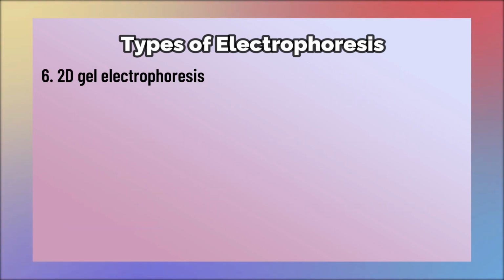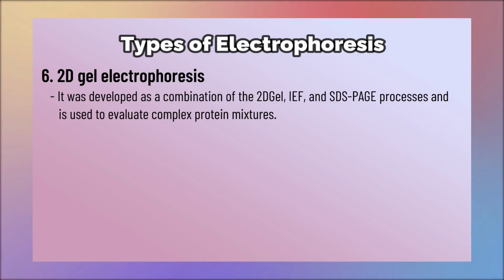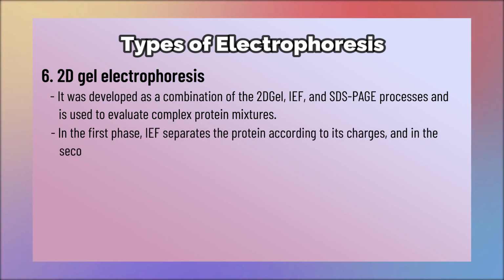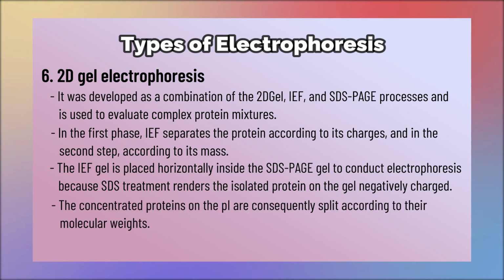7. 2D gel electrophoresis. It was developed as a combination of IEF and SDS-PAGE processes and is used to evaluate complex protein mixtures. In the first phase, IEF separates the proteins according to their charges, and in the second step, according to their mass. The IEF gel is placed horizontally on the SDS-PAGE gel to conduct electrophoresis, because SDS treatment renders the isolated protein on the gel negatively charged. Concentrated proteins at their isoelectric points are consequently split according to their molecular weights.